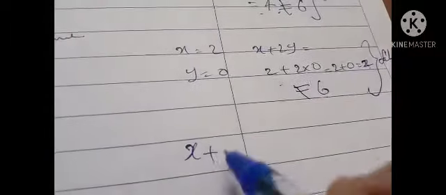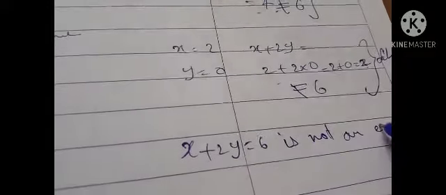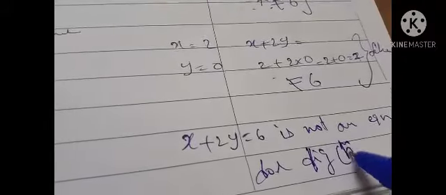Here three conditions are false. Then what we can write as conclusion? x plus 2y equals 6 is not an equation for the figure B.